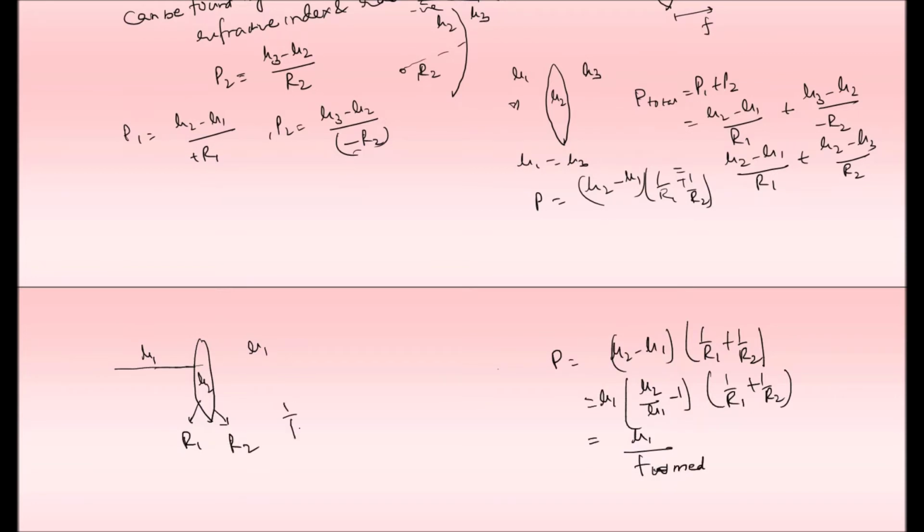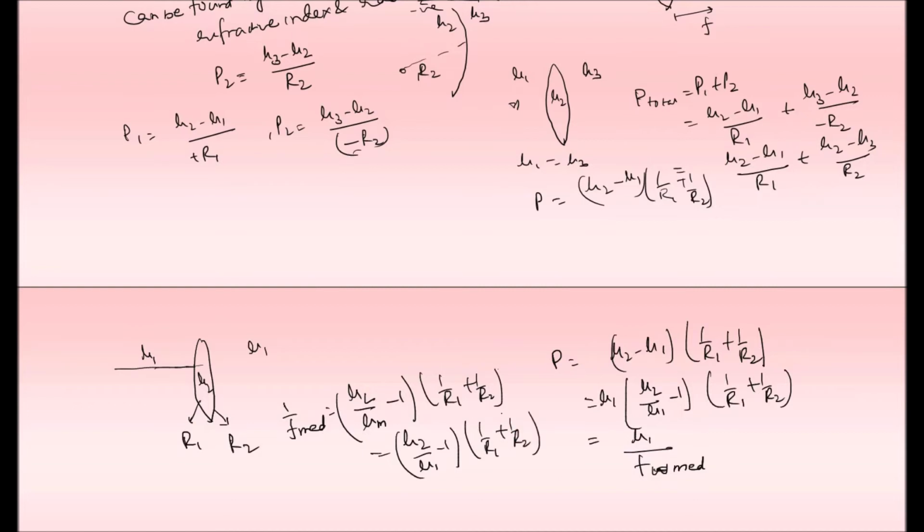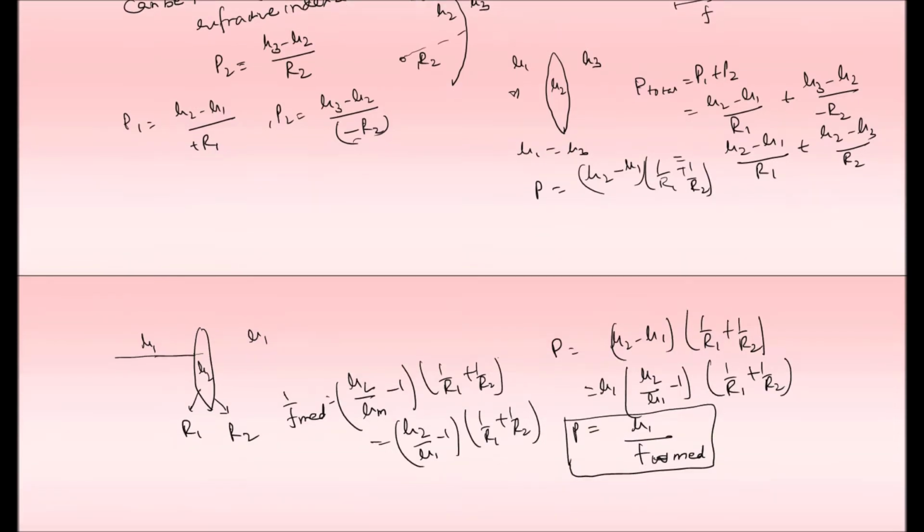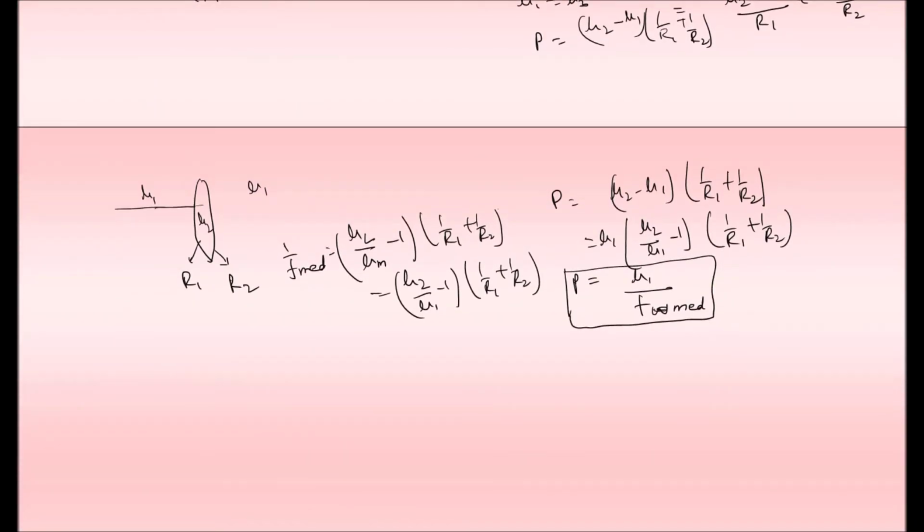So where 1 by f medium is equal to (mu lens divided by mu medium minus 1) into (1 by r1 plus 1 by r2), and that is equal to (mu2 by mu1 minus 1) into (1 by r1 plus 1 by r2). So clearly we may see that the power in this case is equal to the refractive index of that medium divided by the focal length of the lens in that medium.